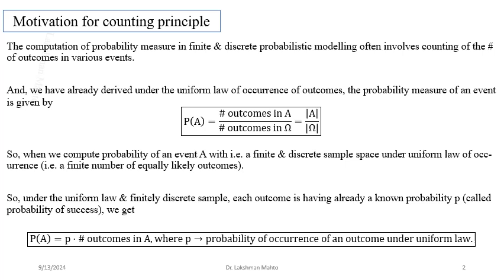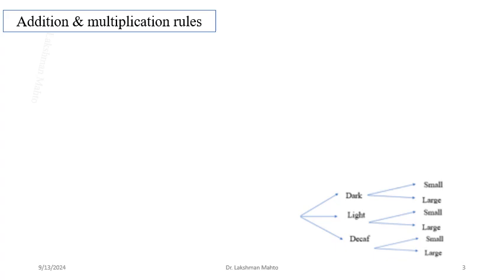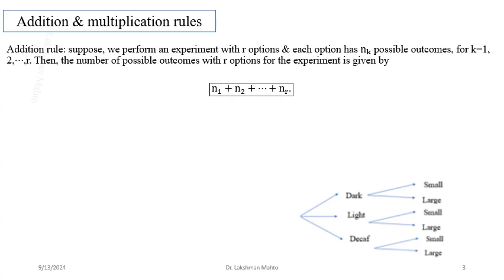What are the successes coming in the event? What are the outcomes coming in the event? That will lead to one approach. Now I am talking about the first rule and the second rule, the addition rule. So what is the addition rule? Suppose we perform an experiment with R options. We have a single experiment, and we are willing to perform it in R options.